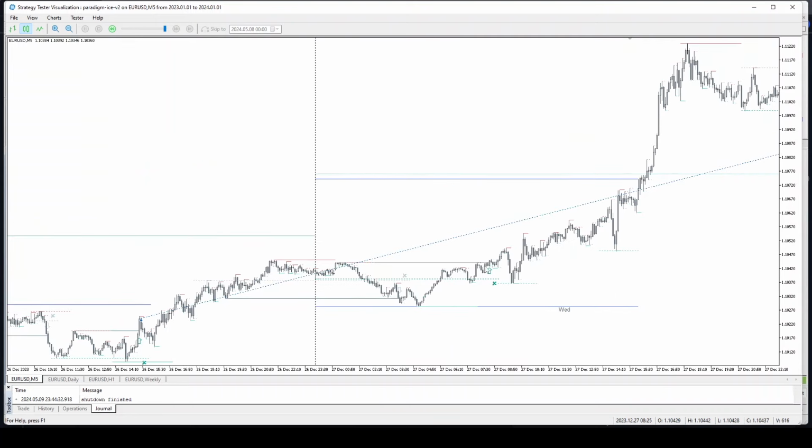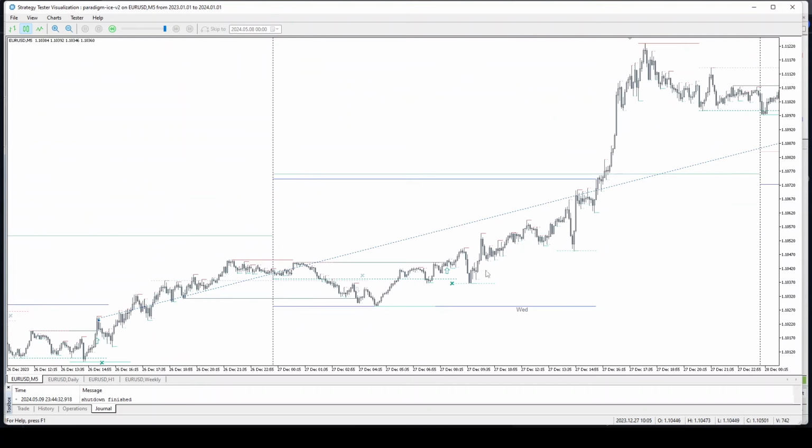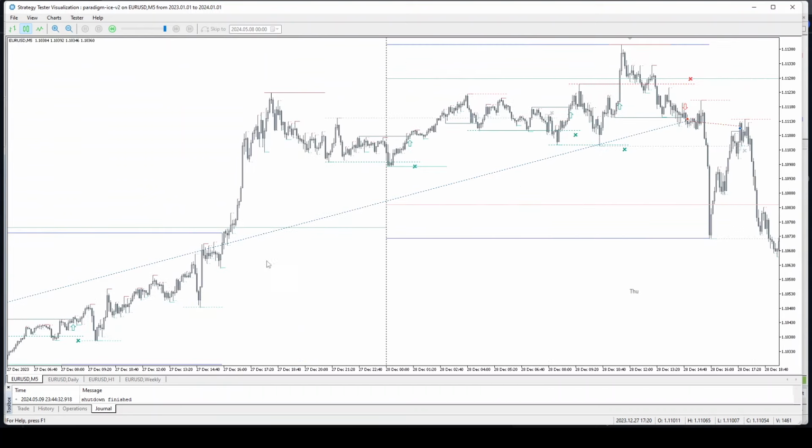And on this day, you can see we had a short setup here, but you can see it is grayed out. Why? Because the bias is still bullish. So this is another long setup. This would have been a nice opportunity to pyramid, but right now, the EA does not take pyramid positions, right?